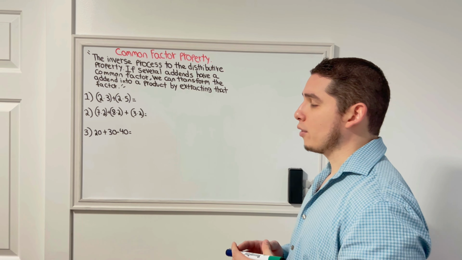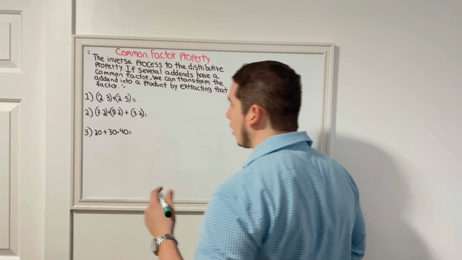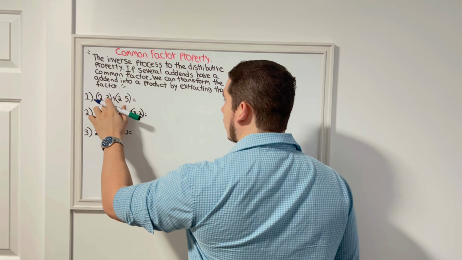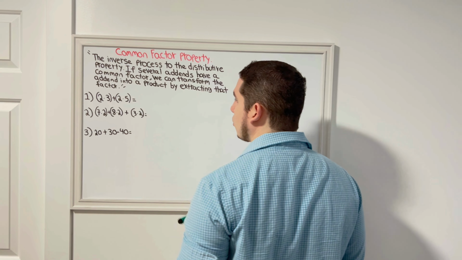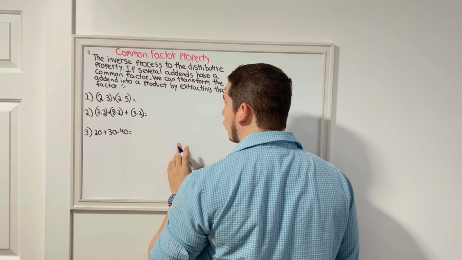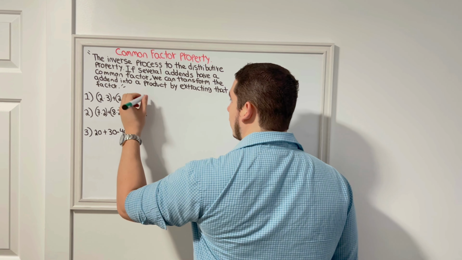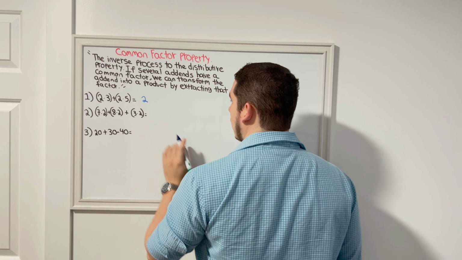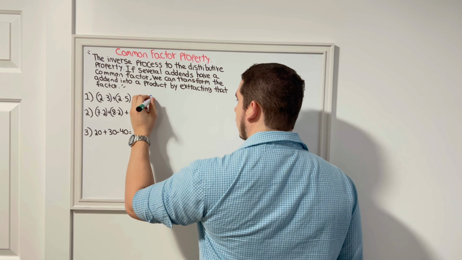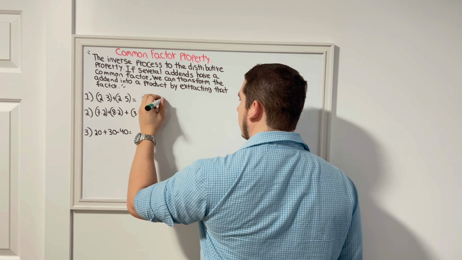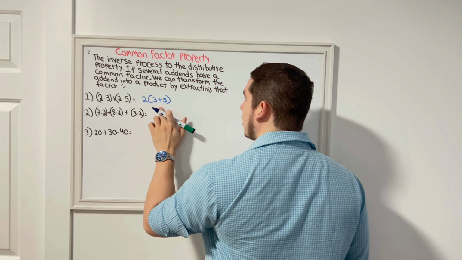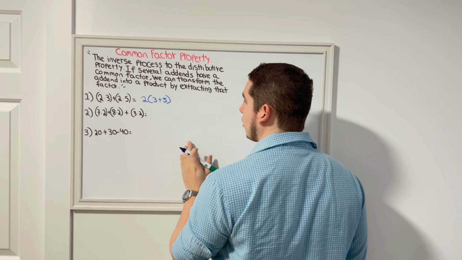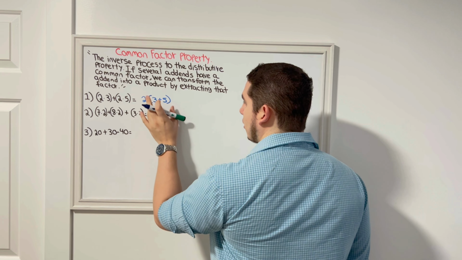In other words, for example, in number 1, if you have this operation and you notice that there's a common factor, in this case the number 2, you could extract that number by creating a product. In other words, 2 times (3 plus 5), and this would be the application of the common factor. I extracted the number 2 and I created this operation.